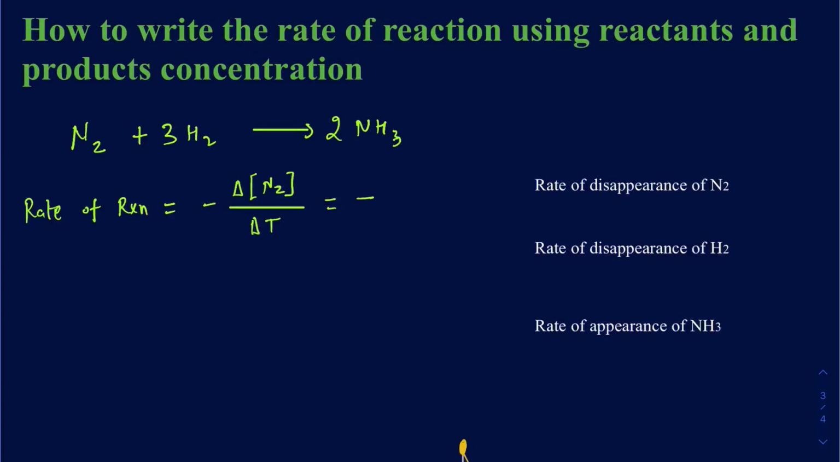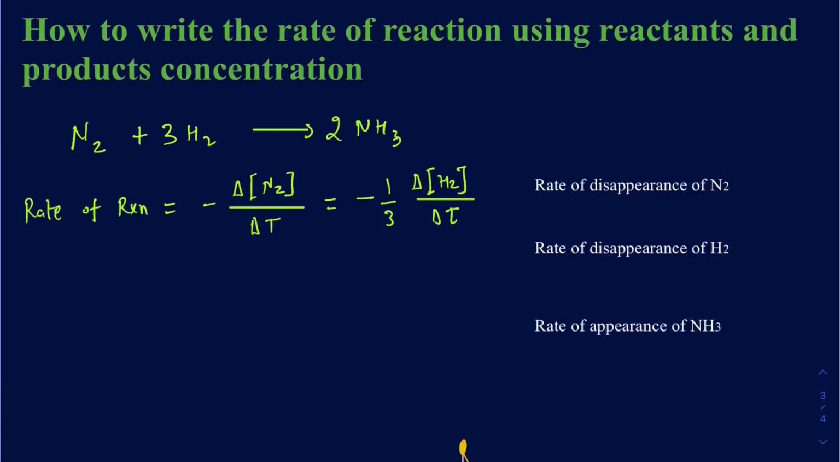And then we also have to keep track of the coefficients. Remember, your hydrogens are being lost 3 times faster than the N2. So when you're taking that into account in terms of the rate of reactions, I would write down 1 over 3, the change in the concentration of H2 over the time. Another way of saying it: when you see a coefficient while writing the rate of these reactions, the coefficient goes in the denominator.